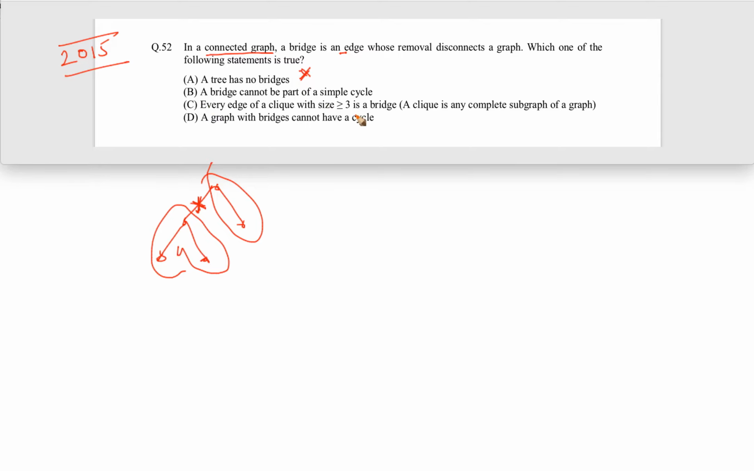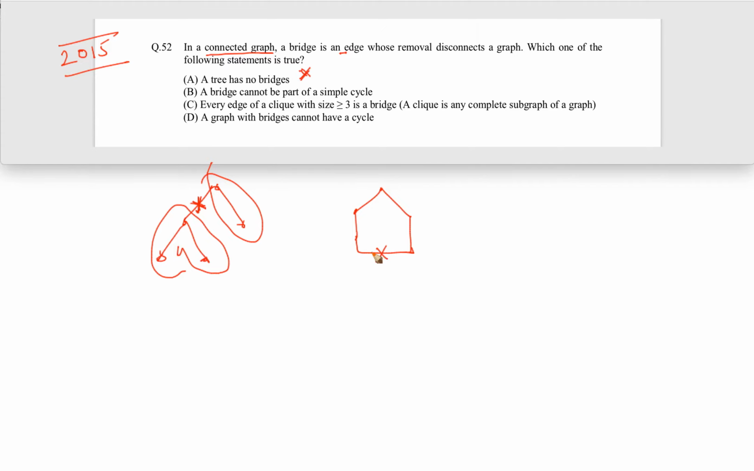A bridge cannot be part of a simple cycle. Now this looks correct. So there is a cycle, and they are saying that if it is a cycle, then it cannot have a bridge. That is true, because the cycle is basically saying that I have one extra edge, and any edge you remove, I am still connected.